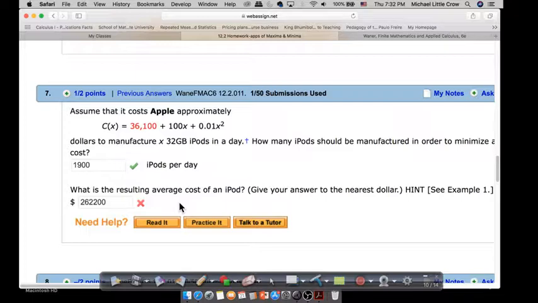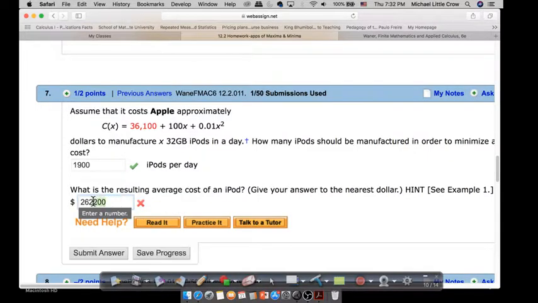I probably would have got there, but not as quickly as with your help. So divide it by 1,900, and you're right. You saw that. So the average cost is $138. Yeah, 262,000 for an average cost, and they're selling them for what, $200? How could they ever make money? So the average cost was 138.